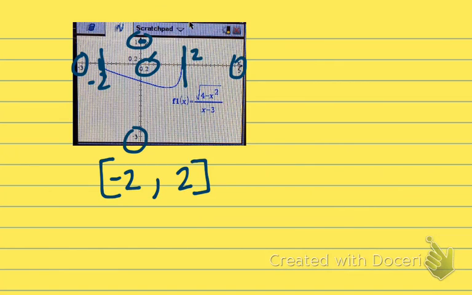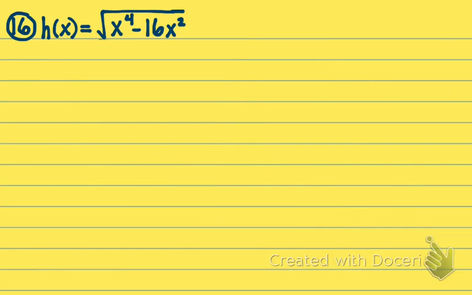Just like in the first one, I had a two-piece domain, two-piece graph. In this problem, I have a one-piece domain, and it's a small little domain, so I have a small little graph, one piece. So there's a definite correlation between an analytic approach to finding domain and the graphical approach. On to number 16.